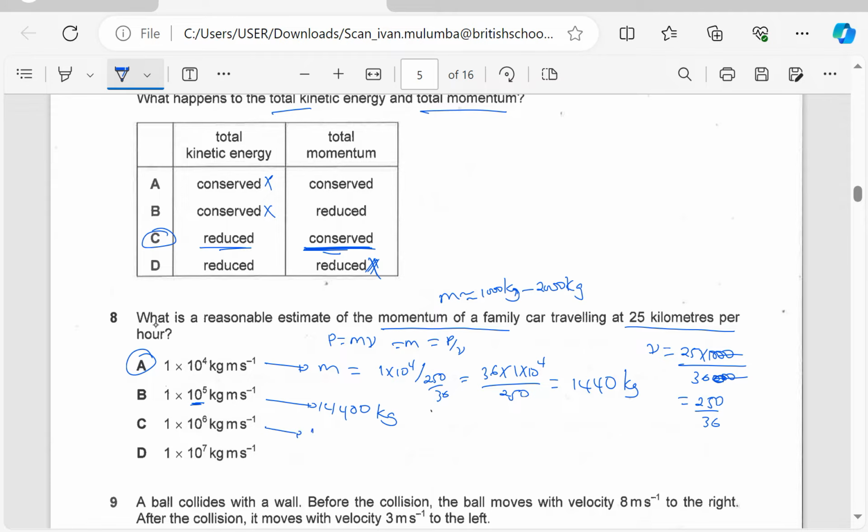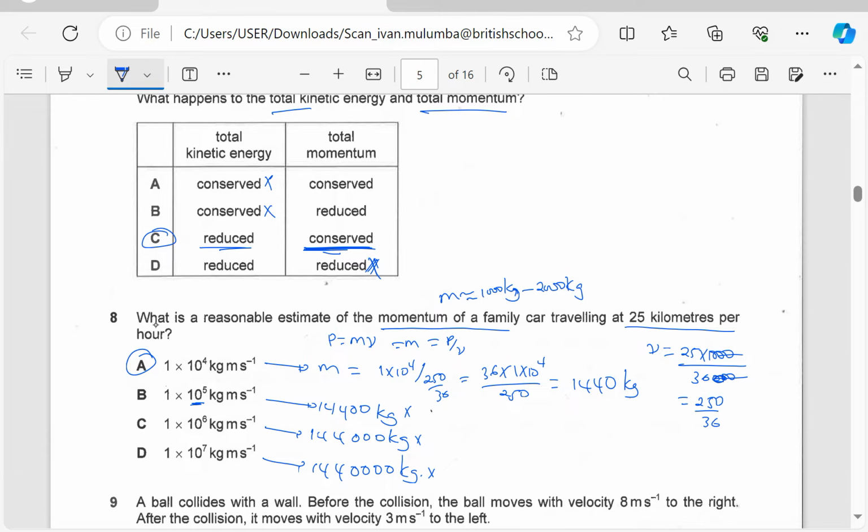The mass here is going to be 144. I'm going to add 3 zeros, so this will be 144,000 kilograms. The mass here will be 144. I'll add 4 zeros, 1, 2, 3, 4 kilograms. So it means these are extravagantly big masses.